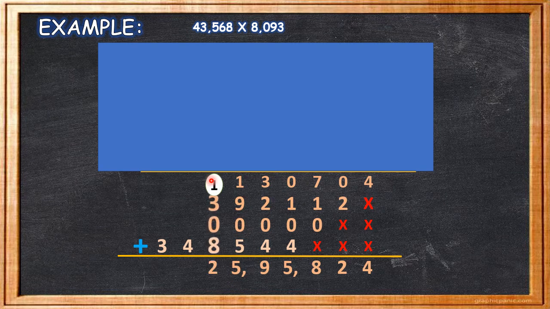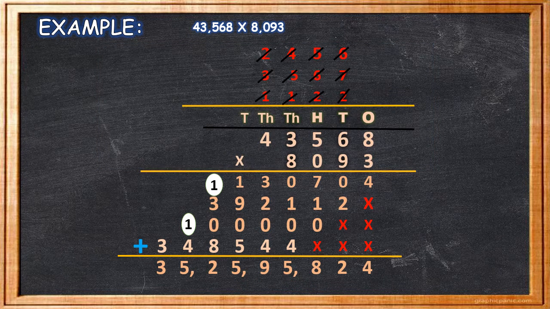Yes, 1 plus 3, 4. 4 plus 8, 12. 2 will be here. Now next carry over here. So 1 plus 4, 5. Yes, children. 5 here and 3 will be as it is. So 35 crore 25 lakh 95,824 is our product. Yes, this much is clear.